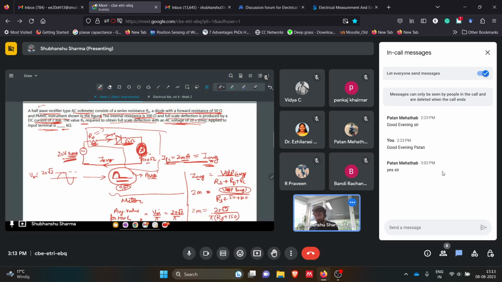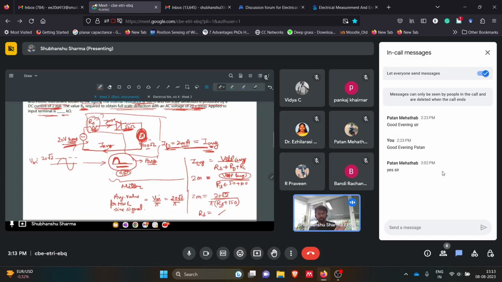the PMMC instrument. Now, they are asking, what will be the value of Rs required to obtain full scale deflection? So now they are saying, if we give a voltage of 20 volt RMS as input to this circuit, to this PMMC meter, then what should we keep this Rs value so that the PMMC meter will show full scale deflection.